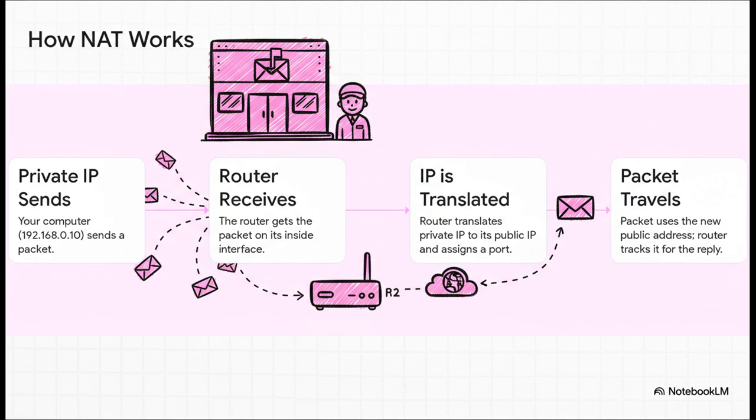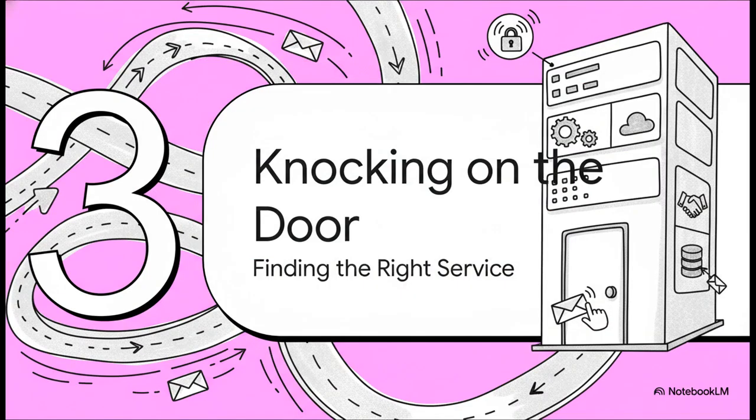And here's the real aha moment. This trick, NAT, is pretty much the main reason we haven't totally run out of the old IPv4 addresses. It lets billions of private devices share a much, much smaller pool of public addresses. Pretty genius, right? Okay, so our little packet made it.